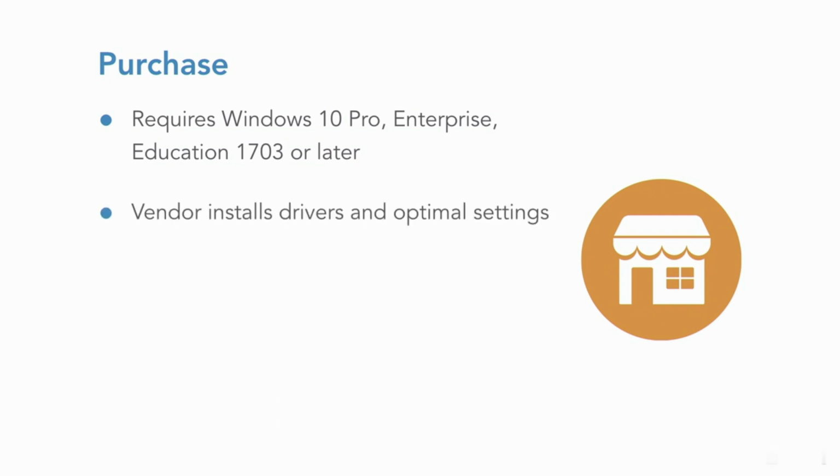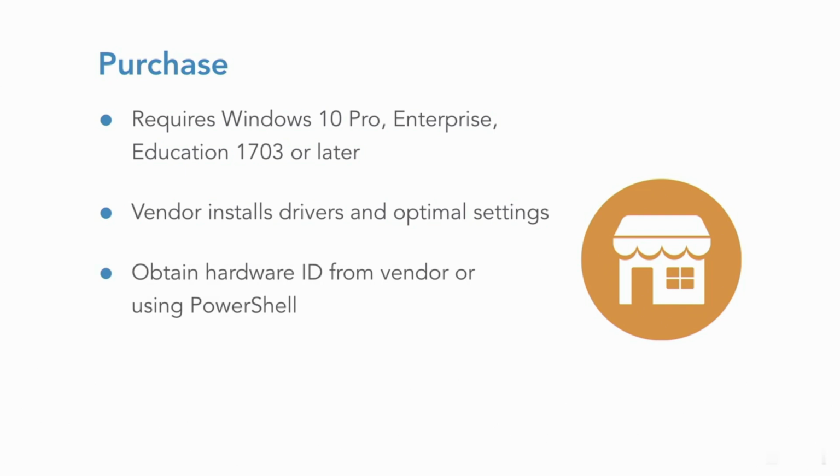Your vendor will install all the drivers and optimal settings to make the device perform well. We can remove any bloatware or unnecessary software at a later stage, but we no longer wipe the device and install our own corporate image. There are several approved vendors who participate in the Windows Autopilot program, and these vendors will provide the hardware ID for the devices that they supply. If you buy a device from a non-approved vendor, or you use an existing Windows 10 machine, you can still extract a hardware ID yourself by using PowerShell.